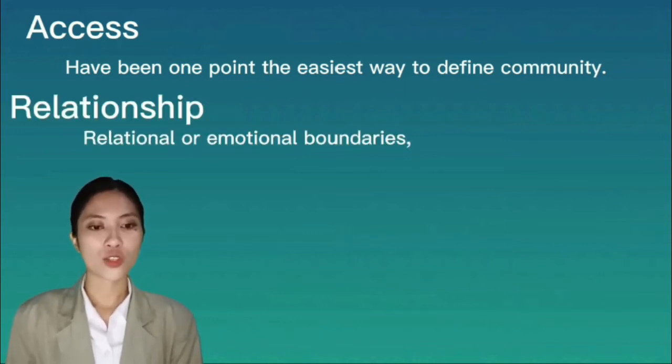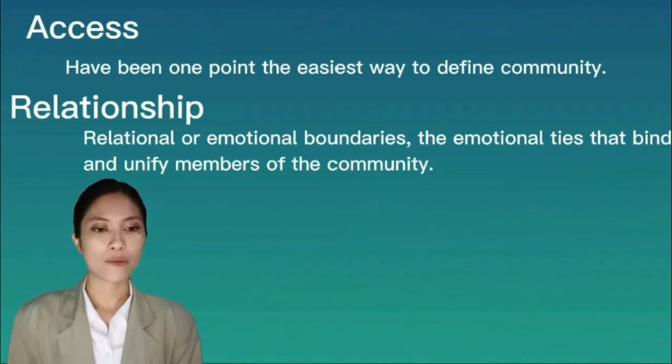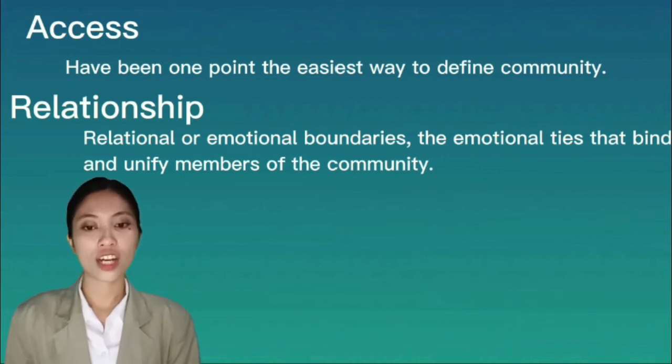Relationship. Relational or emotional boundaries. The emotional ties divide and unify members of the community, identified by how close or connected the members feel to each other emotionally and whether they feel trust, depend on, and share knowledge with, rely on, and have a high quality of relationship with each other.